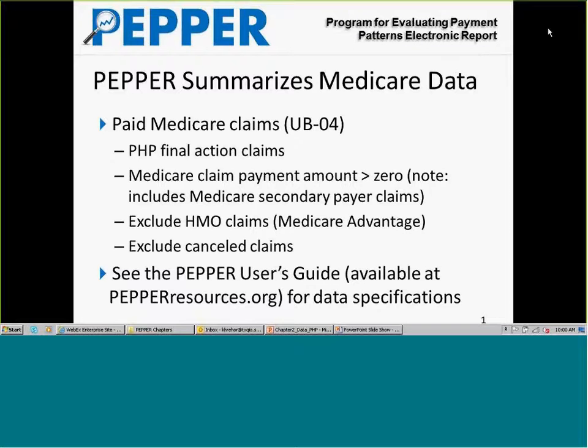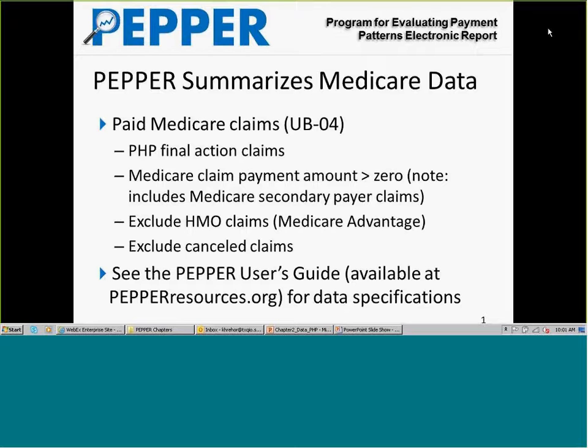They have to be final action claims submitted by the PHP. The Medicare claim payment amount must be greater than $0. Now, we do include Medicare secondary payer claims as long as the Medicare claim payment amount is greater than $0. The PEPR does not include HMO claims, Medicare Advantage or Medicare Replacement, any of that. We're only summarizing traditional Part A Medicare fee-for-service claims. And we also exclude canceled claims.